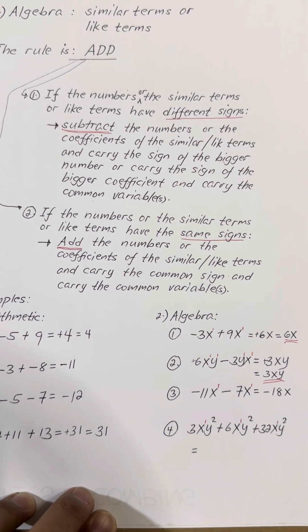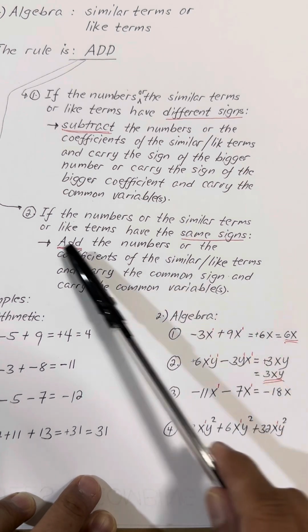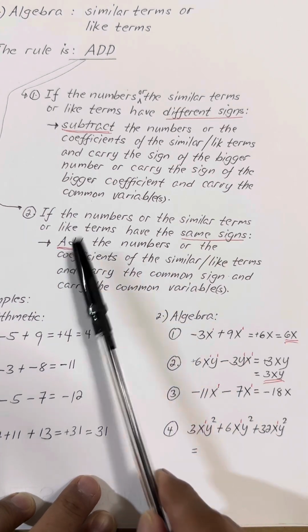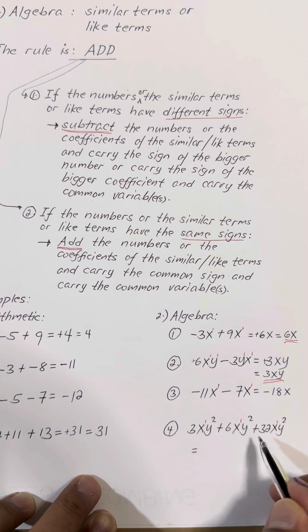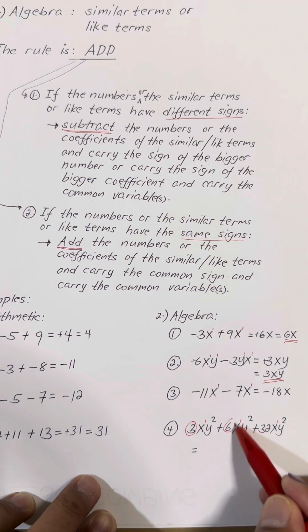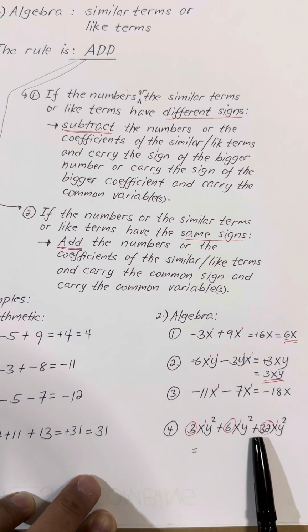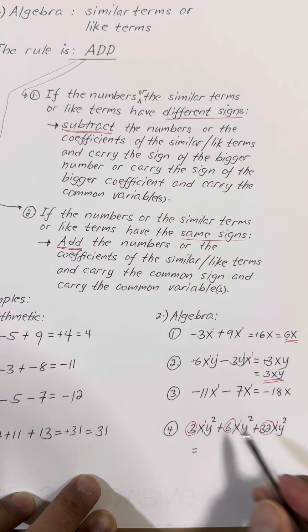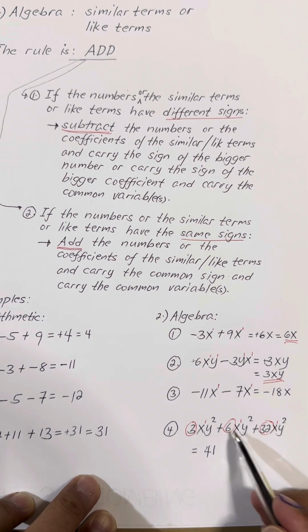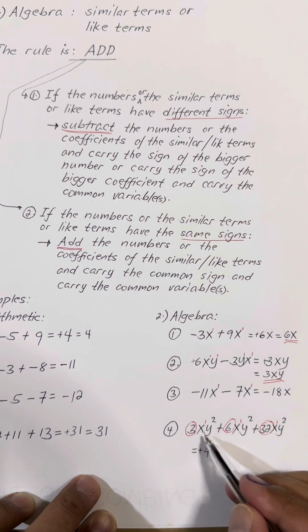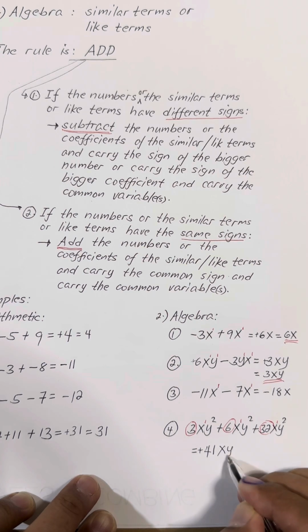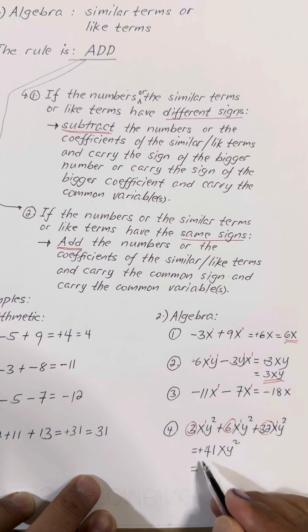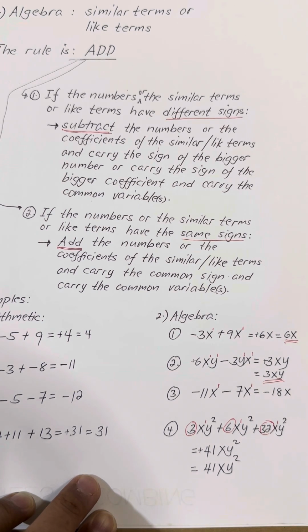Again, if the terms are similar and they have the same sign, that falls under rule number 2. We have to add the coefficients. The coefficients are 3, 6, and 32. So we add 3, 6, and 32. You can go from the left to the right or from the right to the left, and we will get the same result. So 3 plus 6 is 9, plus 32 is 41. Then the common sign is positive, and we carry the common variables, x y squared. As I mentioned, if the sign is positive, you don't have to write the positive sign. So 41x y squared. This is our final answer.